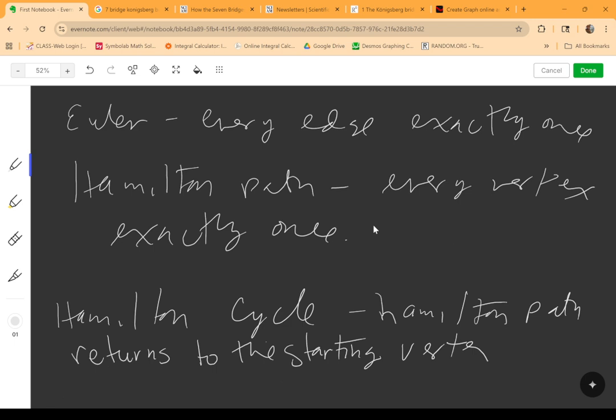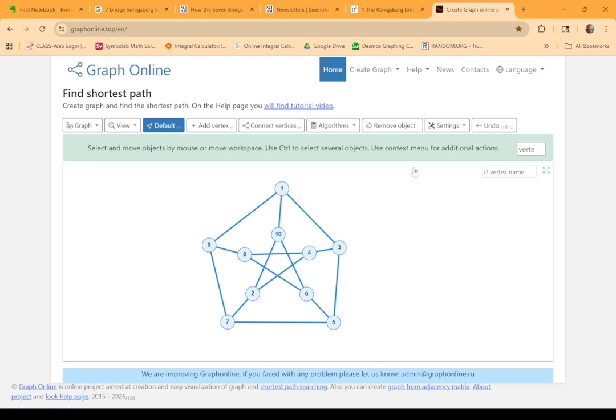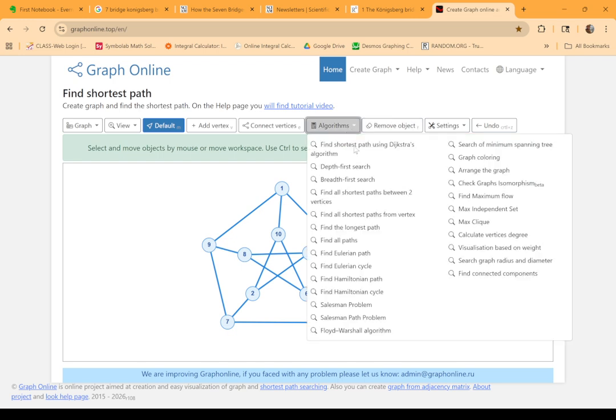Okay, so here, just to show a graph. Now we know that it does not have an Euler circuit, as we see all these outer ones are odd degree. But it does have a Hamilton path. And here we go, Hamilton cycle.